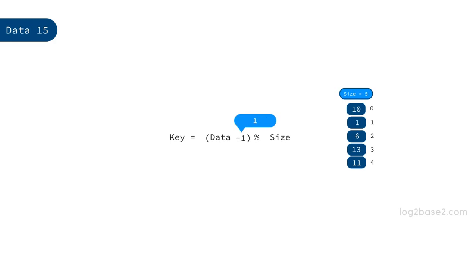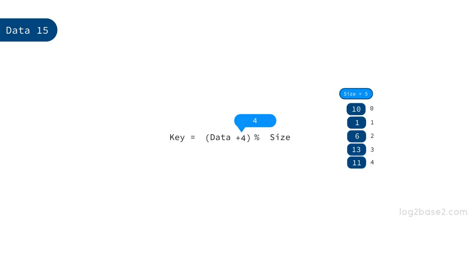Again, when we check index 1, it is not free. So again increment i and apply data in this equation and we will get (15 plus 2) mod 5, that is 17 mod 5, which is equal to 2. And we can see index 2 is also not free. So again increment i and apply data in this equation. And we got (15 plus 3) mod 5, that is 18 mod 5, which is equal to 3. Again, index 3 is not free. So again increment i and apply data in this equation. And we got (15 plus 4) mod 5, that is 19 mod 5, which is equal to 4. So check index 4 and it is also occupied.